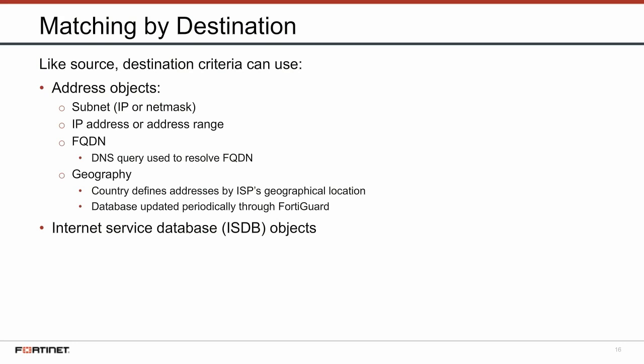Like the packet's source, FortiGate also checks the destination address for a match. You can use address objects or ISDB objects as destinations in the firewall policy. The address object may be a hostname, IP subnet, or range. If you enter an FQDN as the address object, make sure that you've configured your FortiGate with DNS servers. FortiGate uses DNS to resolve those FQDN hostnames to IP addresses, which are what actually appear in the IP header. Geographic addresses, which are groups or ranges of addresses allocated to a country, can be selected instead. These objects are updated through FortiGuard.